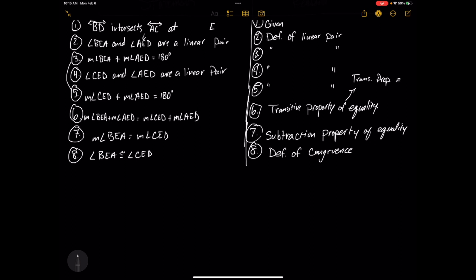For number 7, I put sub prop of equal. Is that okay? Yes, gotta put those.